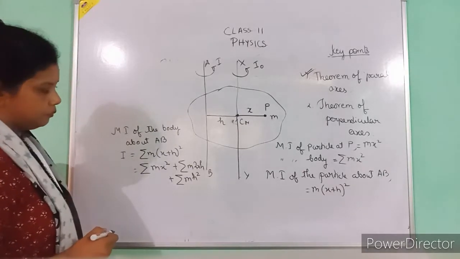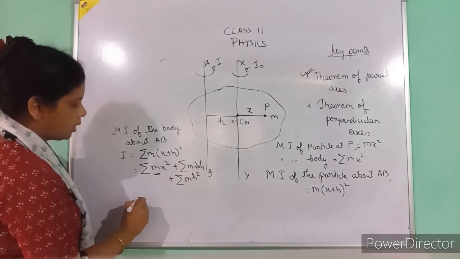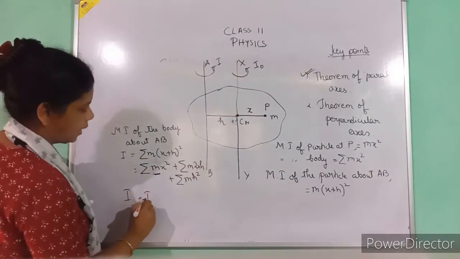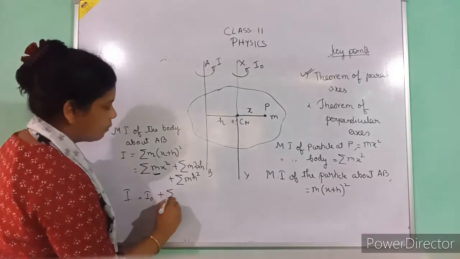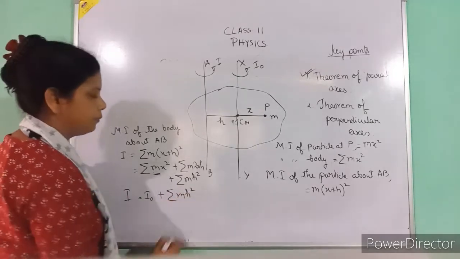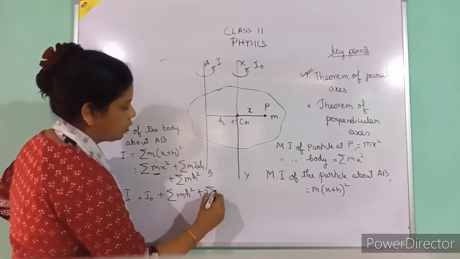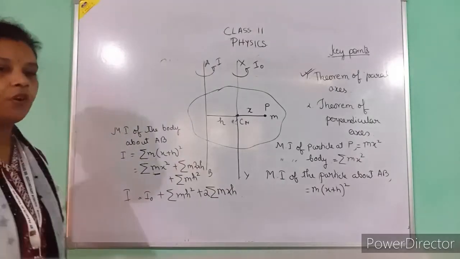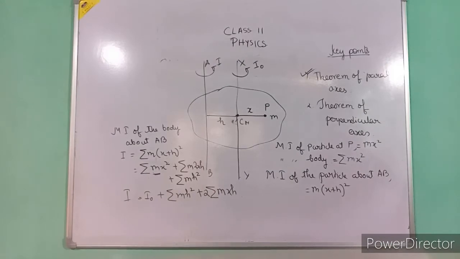Now after this, the term sum over m x square is nothing but I naught. So I can write I is equal to I naught plus the next part, sum over m h square, plus the next term. Since 2 is constant, I can take it out, sum over m x h. I got this relation for the moment of inertia.